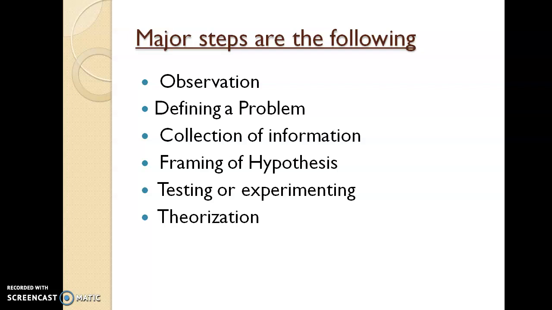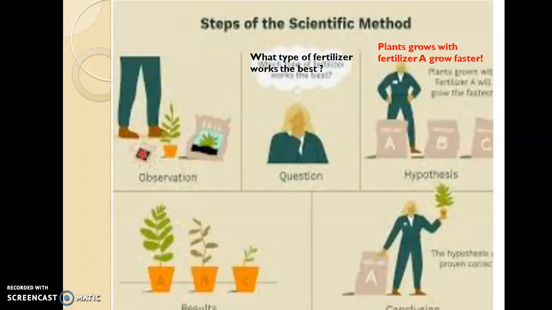What are they? The first one is called observation. Second one is called defining a problem. Third one is called a collection of information. Fourth one is called framing a hypothesis. Fifth one is testing or experimenting the hypothesis. And the last one is theorization. So let's move in detail of each step.